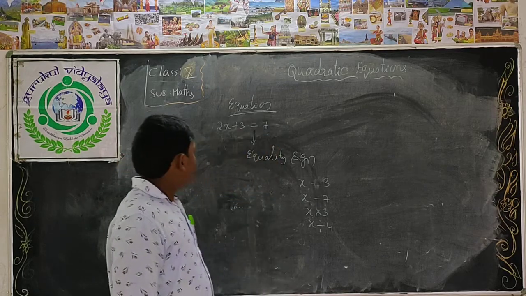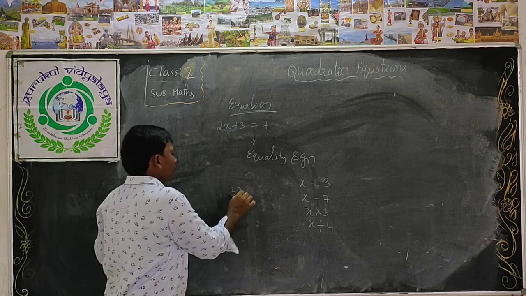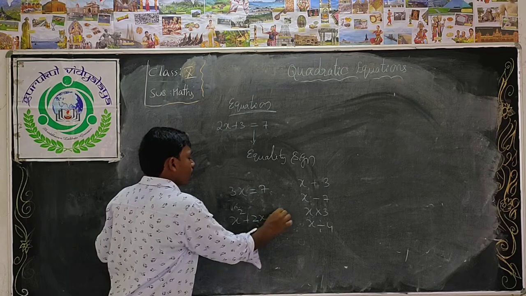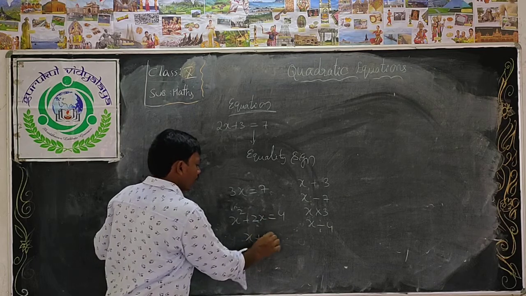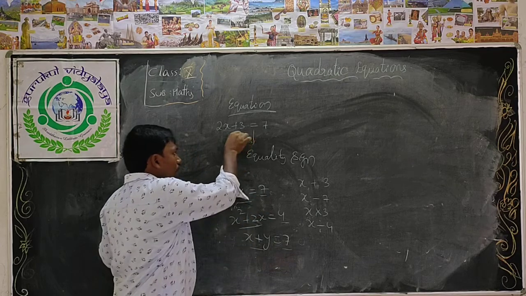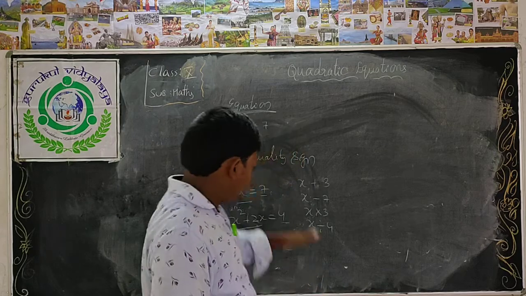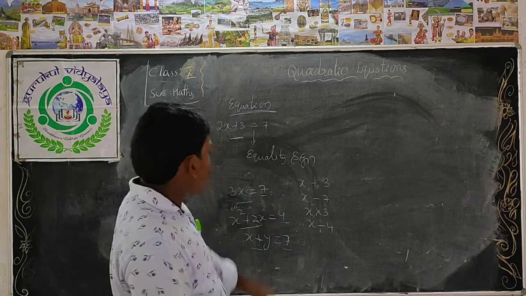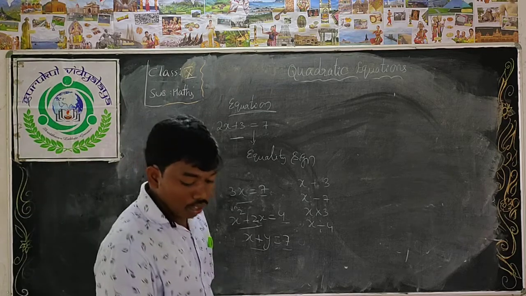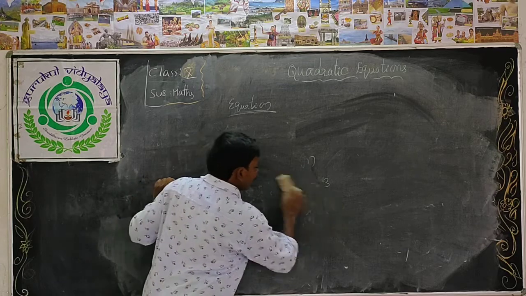For example, 2x plus 3 is equal to 7, 3x equal to 7, x square plus 2x is equal to 4, or x plus y is equal to 7. These are two algebraic expressions separated by an equality symbol. See that. So these all are equations. Okay. Now linear equation. What is a linear equation?